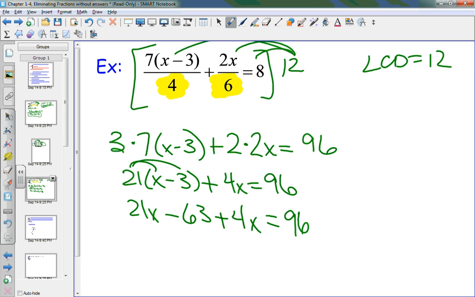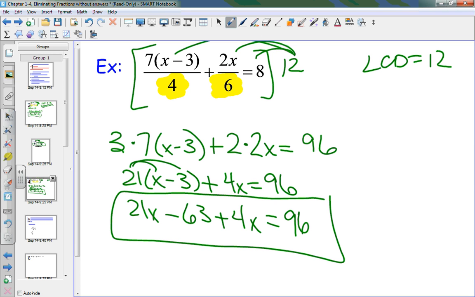Do I need to go any further? No. Mrs. Yoder's happy. I have nice whole numbers. There's no fractions. There's no decimals. You have to combine like terms. Oh, honey, yes, you would want to finish this. You would want to solve this. But today we're not. Your homework is not to solve the equations. Your homework is to go as far as I'm going right now.